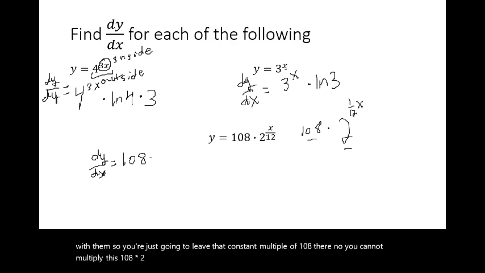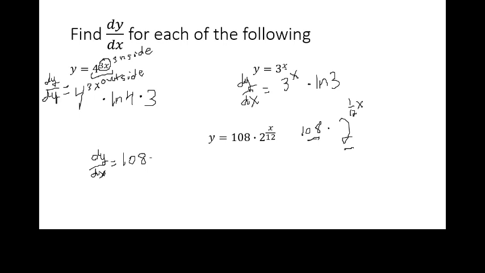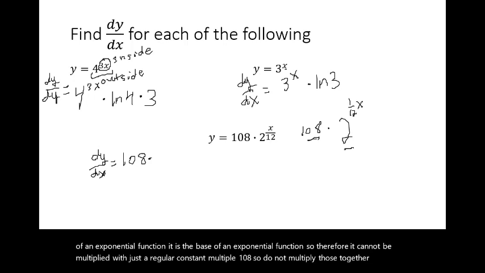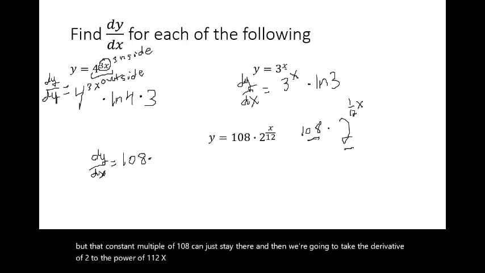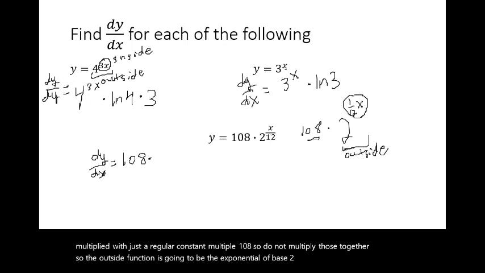This 2 is part of an exponential function. It is the base of an exponential function, so therefore it cannot be multiplied with just a regular constant multiple 108. So do not multiply those together. But that constant multiple of 108 can just stay there. And then we're going to take the derivative of 2 to the power of 1/12 x. So the outside function is going to be the exponential of base 2. And the inside function is this 1/12 x.